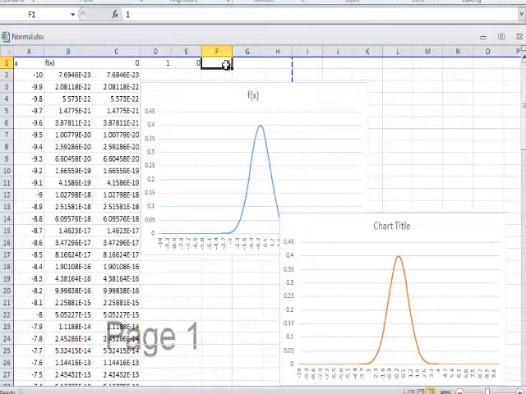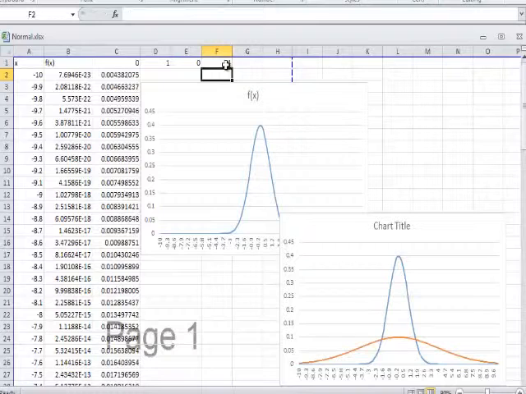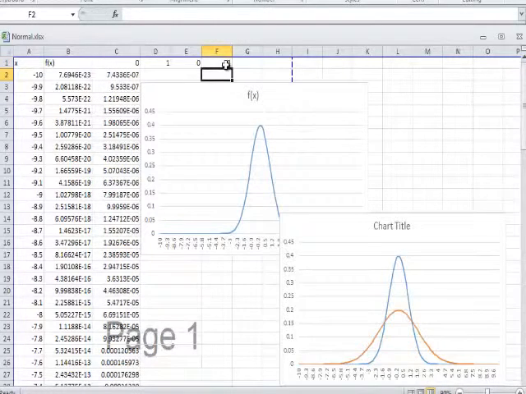Now if I increase the variance, what will happen? It will spread out, yes. So let's put the variance at 4. You see, it becomes very spread out. If I put the variance at 2, it becomes sharper. Now suppose I put it at 0.5.